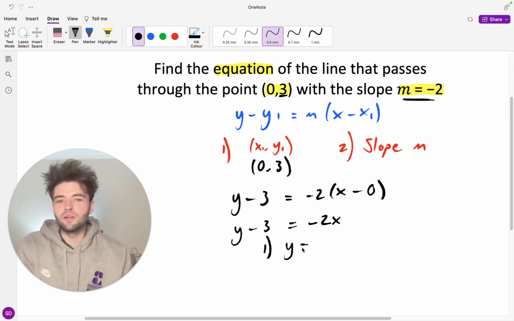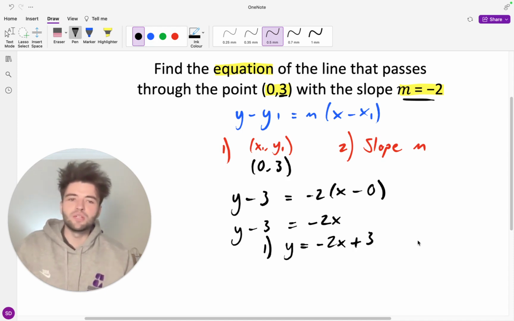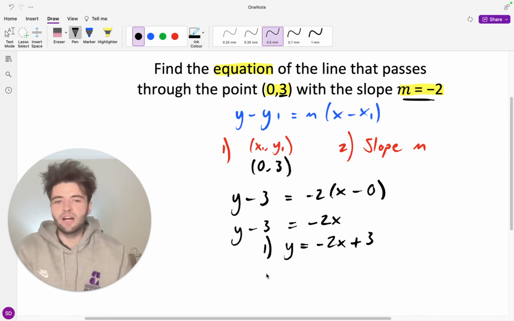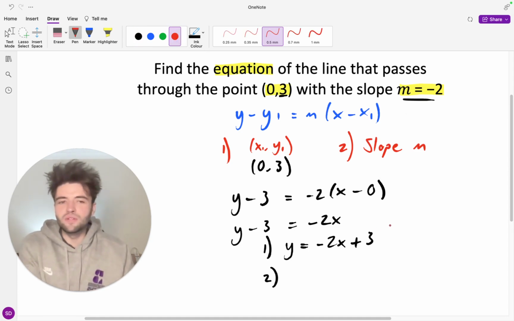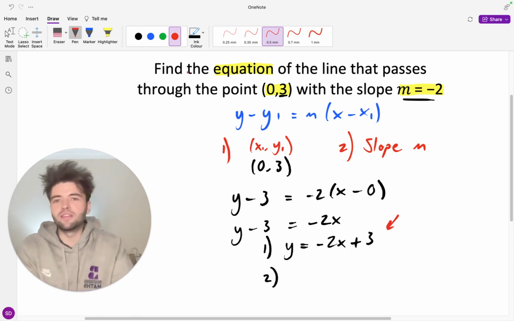So the first one is going to be y on the left hand side on its own, and then simply the slope times x, and then we can add across our 3 to get rid of the minus 3 on the left hand side. So that's going to look like this. So y is equal to minus 2x plus 3 is our first form we can have this in. And I would say the nice thing about this particular line is you can see that it's all whole numbers already, so we don't have to multiply across by anything to get rid of fractions or anything like that.